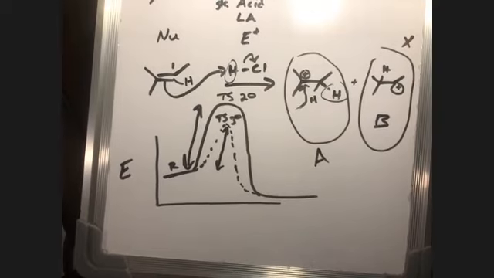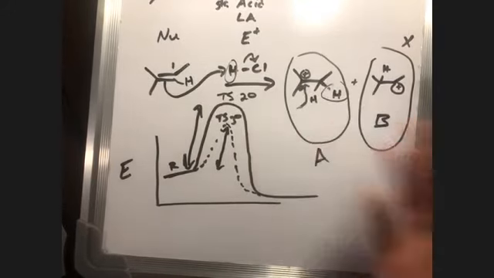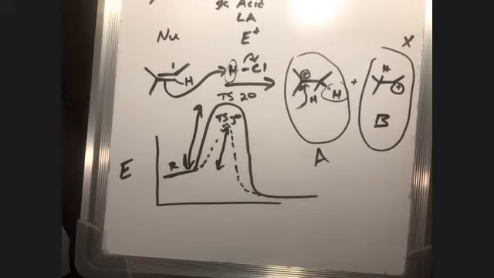Okay, so hopefully that makes sense. All of the reactions that you'll do in this course are going to go through the most stable intermediate. So in this case, it's the carbocation intermediate, but in other examples, it may not be the carbocation, it may be something else. So, questions?